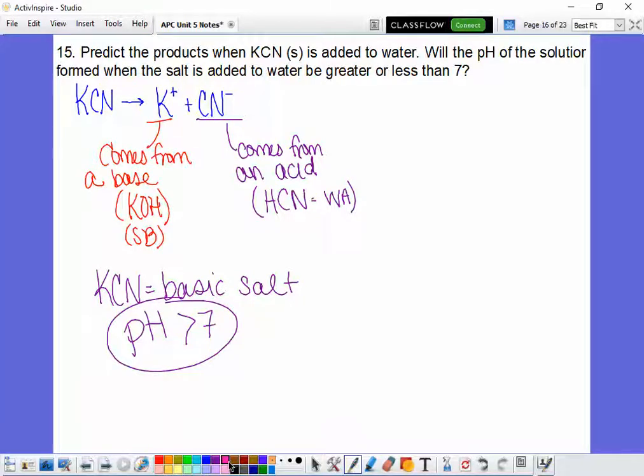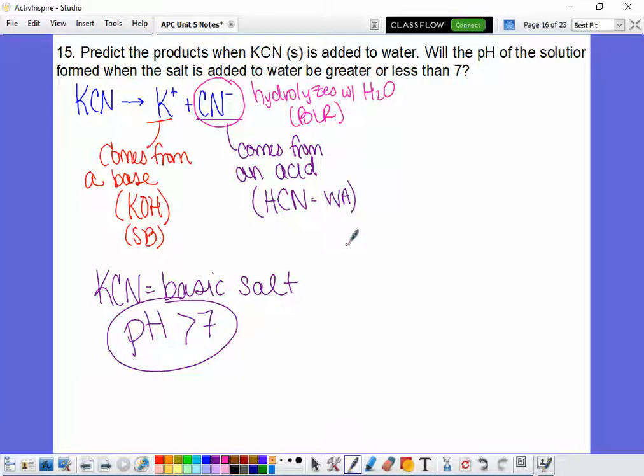Now, what happens in water? The reason this is a basic salt is because the ion that came from the weak substance will hydrolyze with water. We'll do a Bronsted-Lowry reaction with water. Only the ion that comes from the weak acid or weak base. The one that comes from the strong acid or strong base is like a spectator ion. Like our alkali metals, we never care about them. They're there, but they don't influence our pH. So only the CN- is going to hydrolyze with water, which is a Bronsted-Lowry reaction.